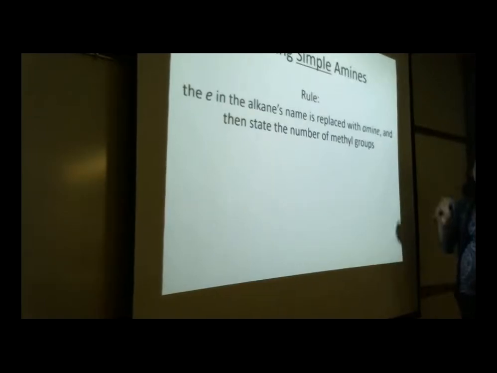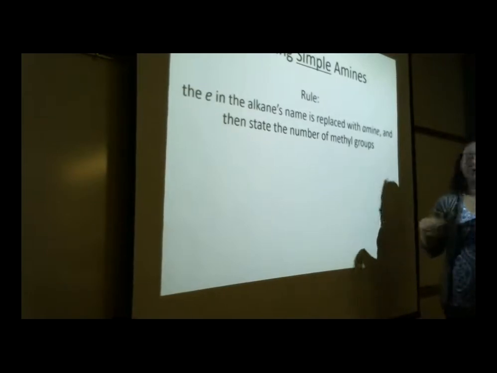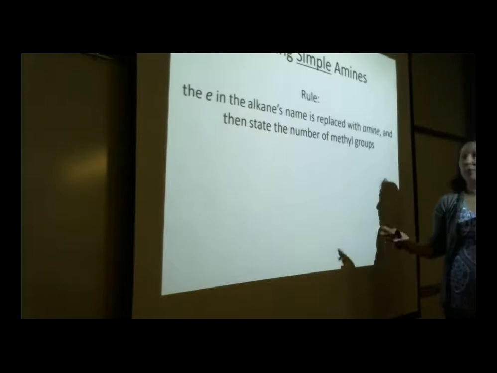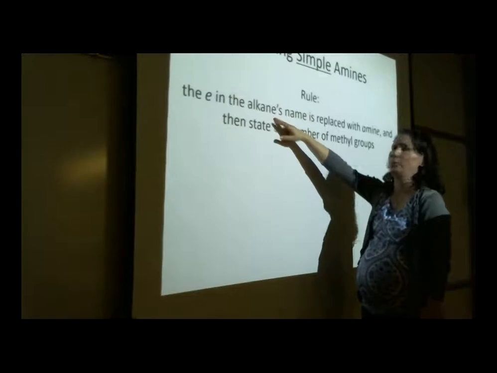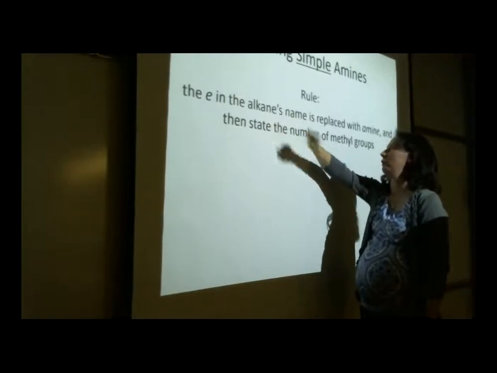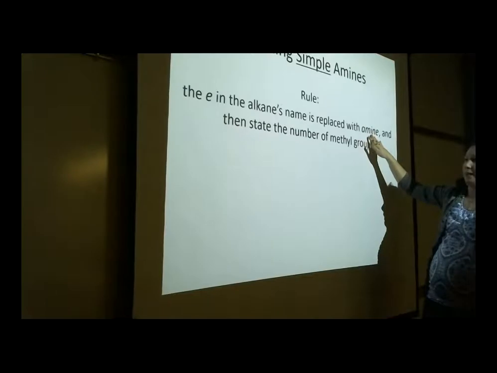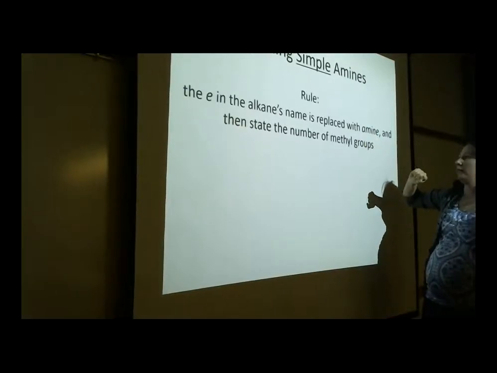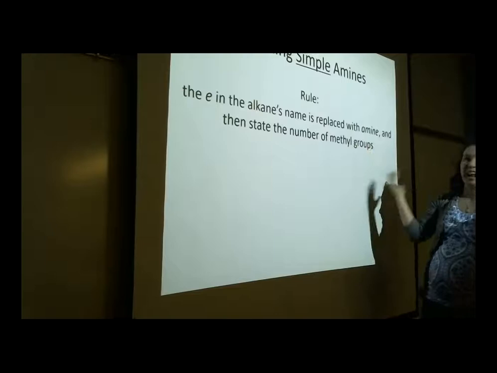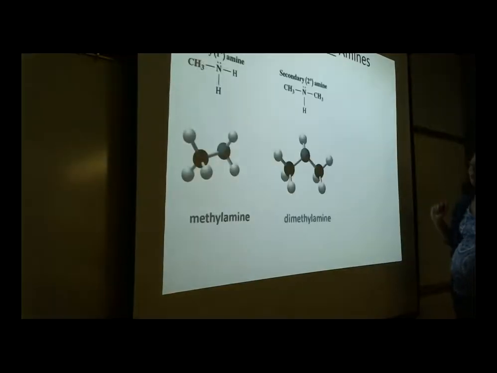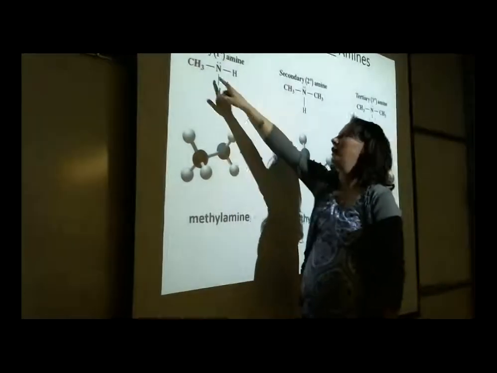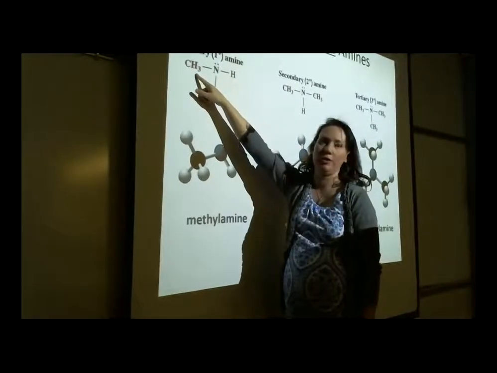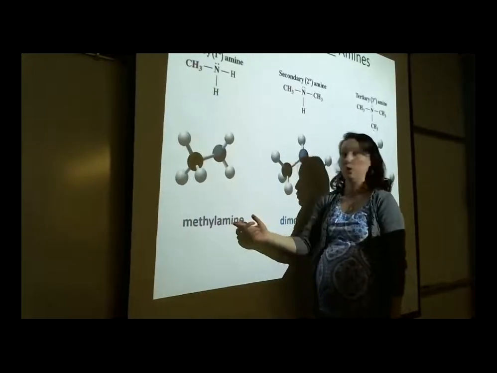Okay, let's talk about how we name some really simple amines. So no substituents here. We're just looking at basic amines. So we take the alkane, butane, propane, heptane, octane, whatever, and then we put amine at the end. And if we've got some methyl groups, we'll state how many of them we have. So here was the one we just did a minute ago. Right? This is just an NH2 on a CH3. So that's just methylamine.